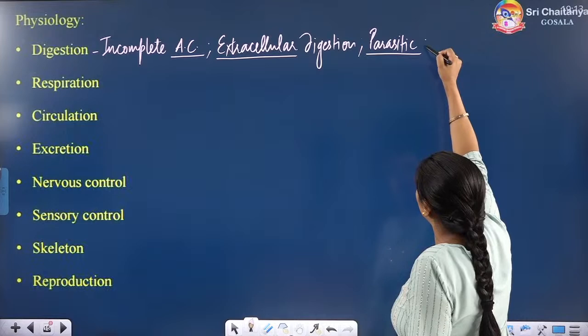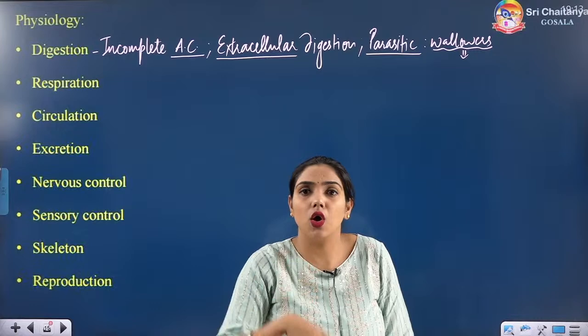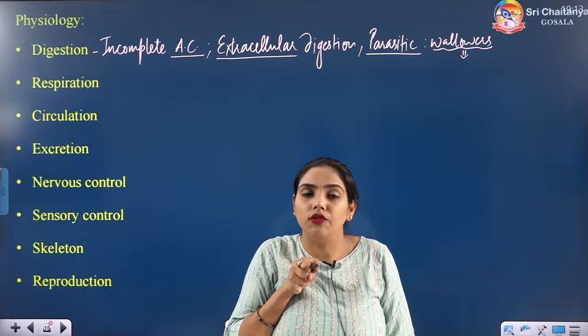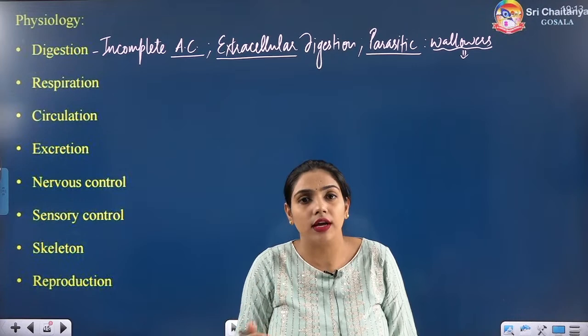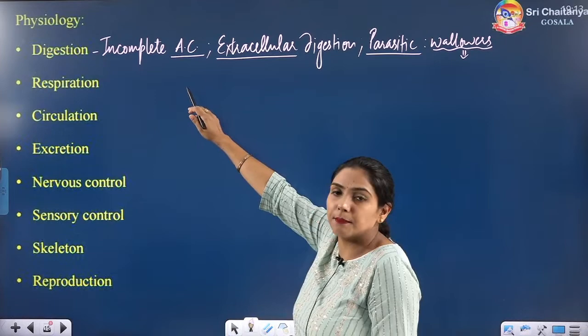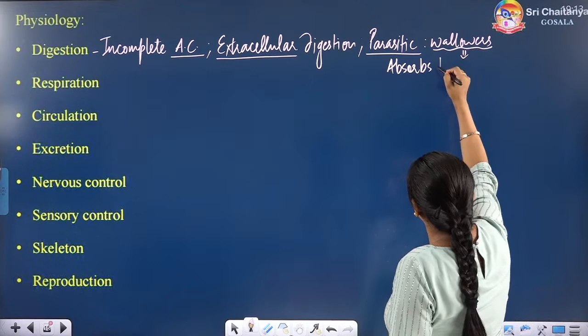But if we talk about parasitic forms, beta, they are wallowers. What is wallowers? Wallowers means they are just absorbing the pre-digested food because they are parasites. They are living in the host body. Host is doing the function of digestion of food. Parasite is dependent upon the host, right? So, parasite is going to absorb the food directly from the host. It is not going to digest the food. And also in them there is no digestive system. The alimentary canal is absent in parasites. But if it is present, it will be incomplete. But in most of the parasites, there will be no alimentary canal. And they are wallowers. That means they absorb the pre-digested food.